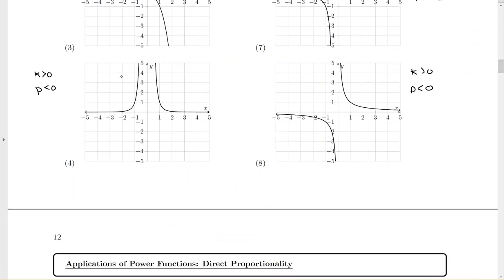So for this one here, I can flip it across the y and it'll lie on itself. So it's an even number for our power. And this one would be flip across the origin. So p is odd.